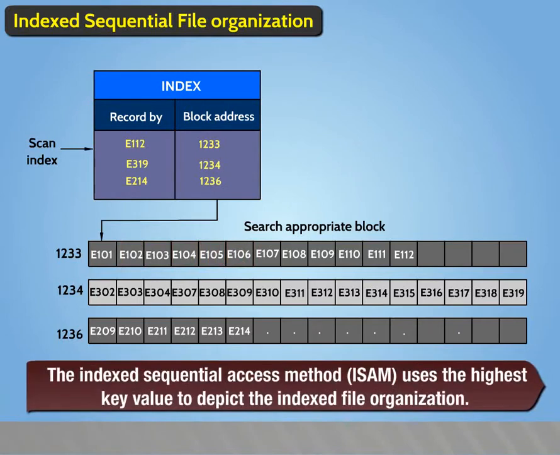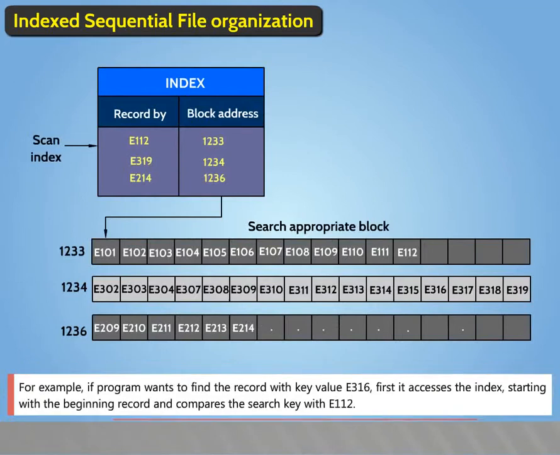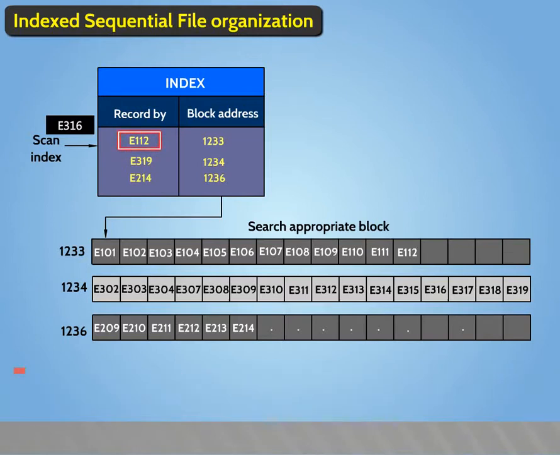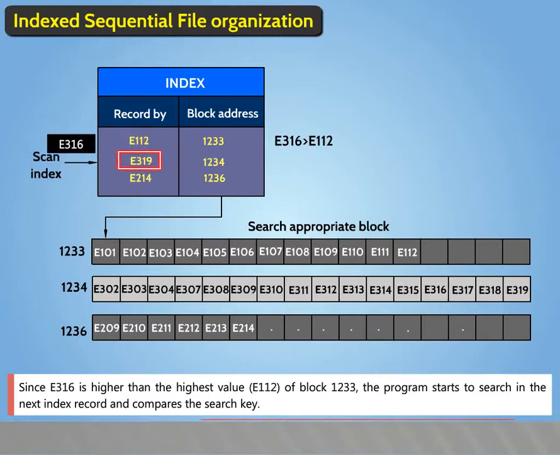The Index Sequential Access Method (ISAM) uses the highest key value to depict the indexed file organization. For example, if a program wants to find the record with key value E316, first it accesses the index starting with the beginning record and compares the search key with E112. Since E316 is higher than the highest value E112 of block 1233, the program starts to search in the next index record and compares the search key.